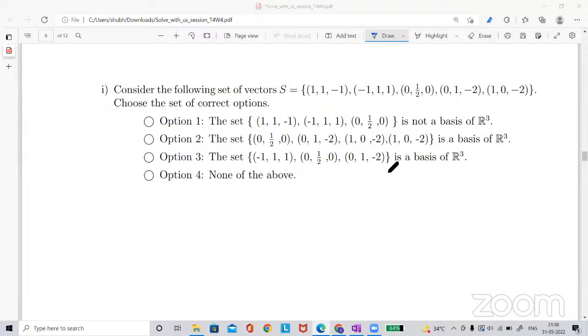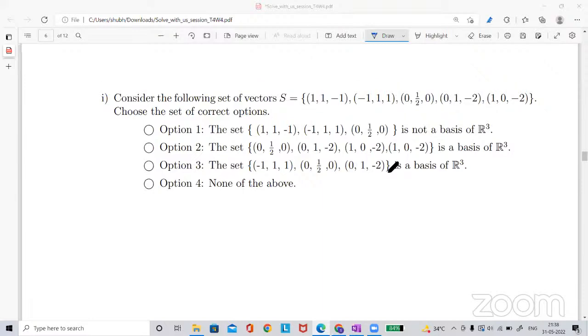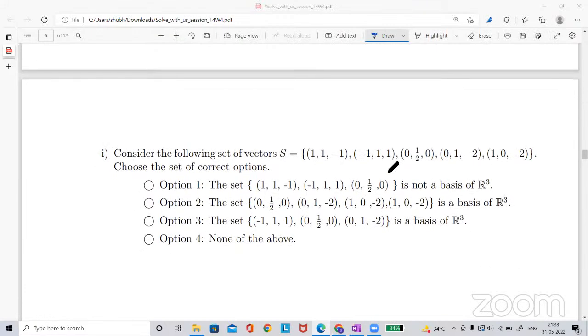We can apply here. Actually, basis means maximal linearly independent, minimal spanning set. So you can use the matrix, that's fine. But in this context, using this maximal and minimal, can you give the answer for this? Why are these options true or not true?